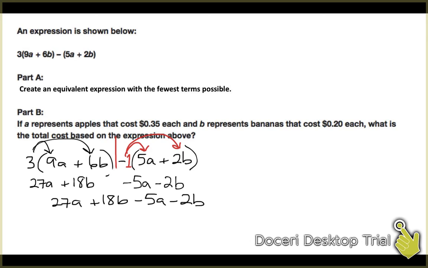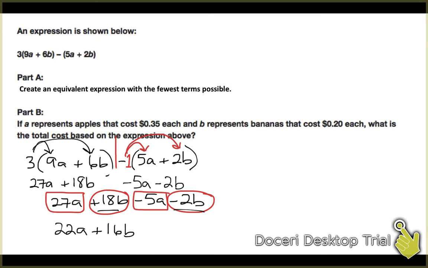And I still can combine like terms because I have terms that have the same variable. So I have 27a and negative 5a, and then over here I have 18b and negative 2b. So I need to combine those. So I have 27 minus 5a. Well, that gives me 22a. And then I have 18b minus 2b, which gives me 16b. So this is the expression with the fewest terms possible. So I have 22a plus 16b for my part A.